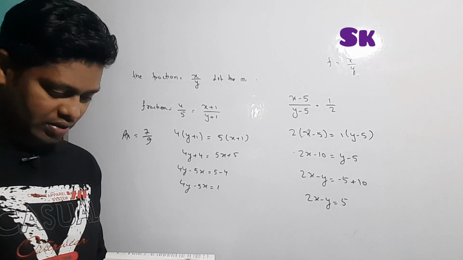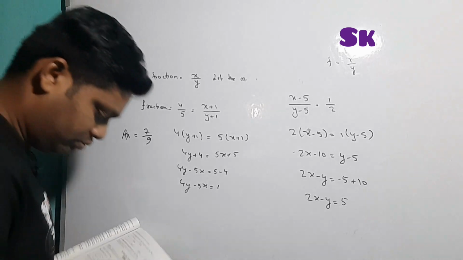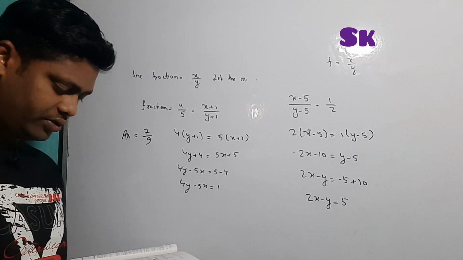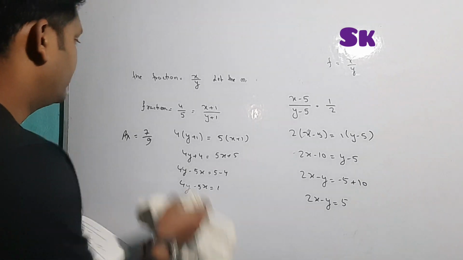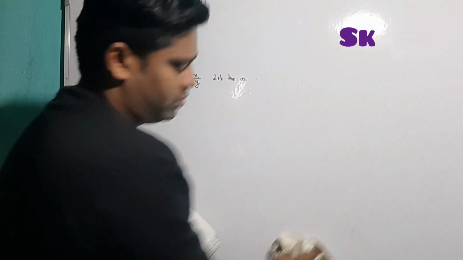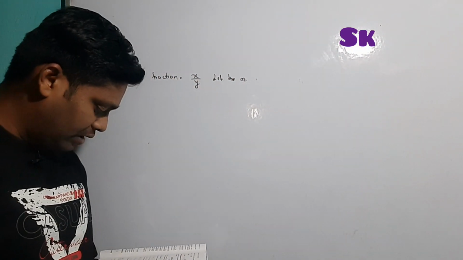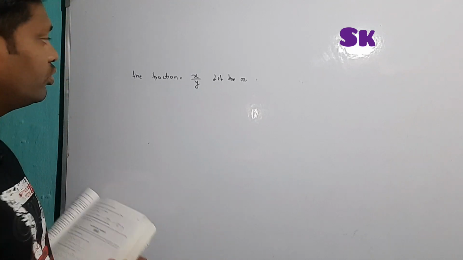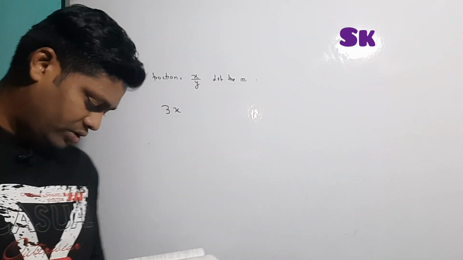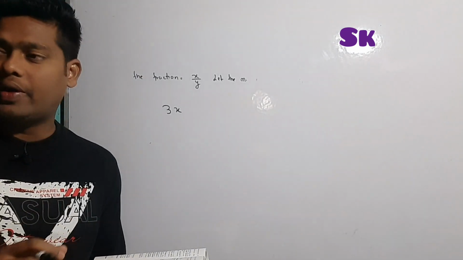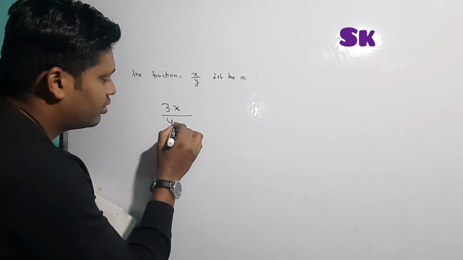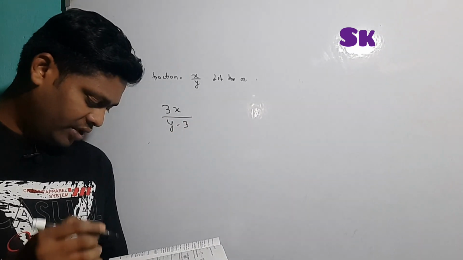X into 3. Okay, wait, let me write. I have to erase this one. So what they're saying, I have to multiply the numerator by 3. The numerator is x, so it will be 3 into x, 3x. Next, the denominator is reduced by 5. Reduced means minus. The denominator is y minus 5. We get 18 by 11.